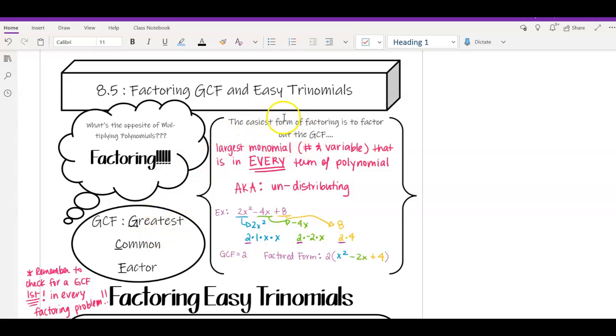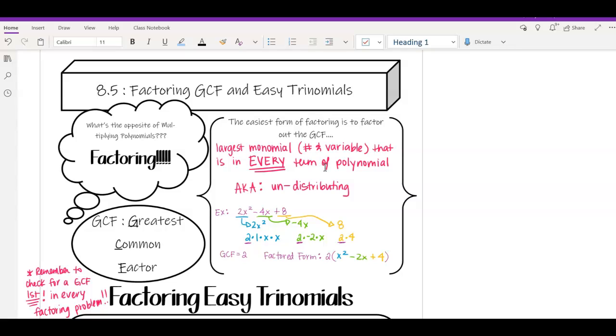So if you go through and you think about the largest monomial, which would be a number and a variable, or just a number or just a variable, one of those things, that is in every term of the polynomial. And if you take that out, then you would be undistributing, or taking the distributive property back out. That's what we would call factoring out the greatest common factor. So how do we go about doing this?